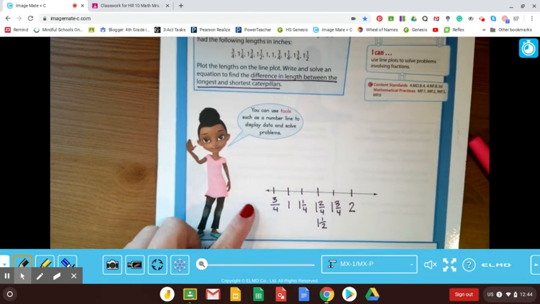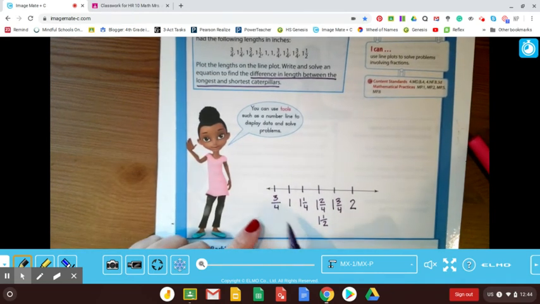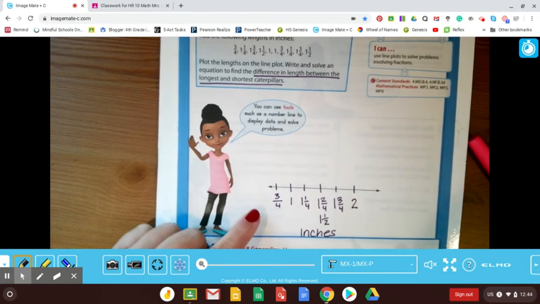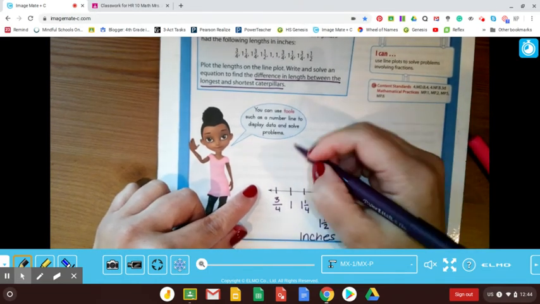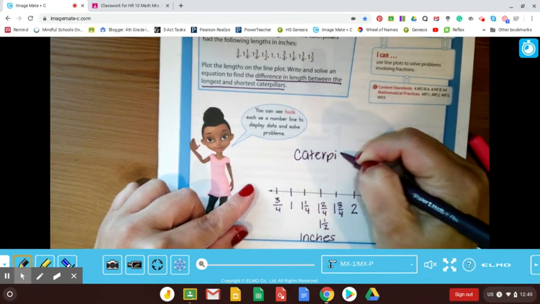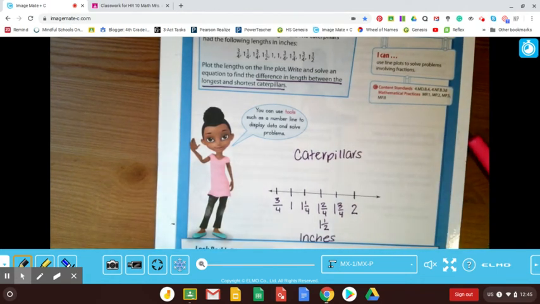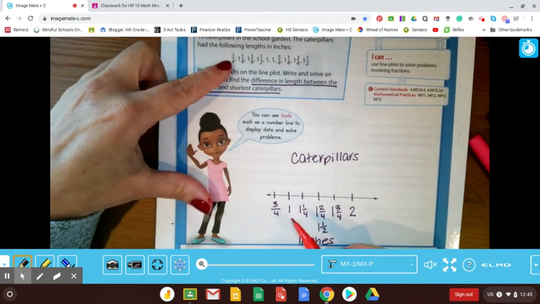All right. So now I'm going to look at my data and my line plot. I know that my scale, I've already done that, and I know I want to label with what we're doing here, inches. And then the title of this could be caterpillar lengths or caterpillars, right? That could be my title. I'm going to switch a color to do my actual dots or X's. All right, now using this data up here, I want to plot it on my line plot.